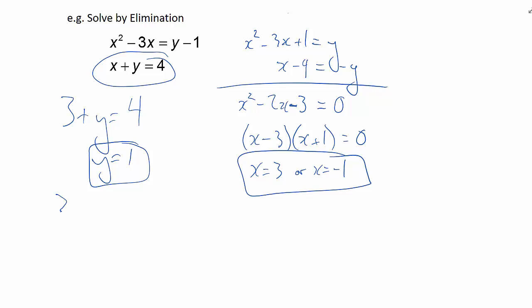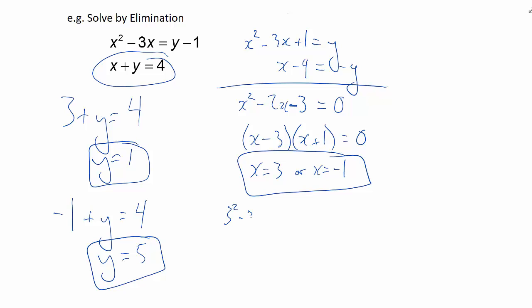Likewise, negative 1 plus y equals 4 tells me that y equals 5. Check those back in the first equation. 3 squared minus 3 times 3, is this actually equal to 1 minus 1? Yes, it is. 0 equals 0. Check the second set of values then. Negative 1 and 5. So negative 1 squared minus 3 times negative 1.